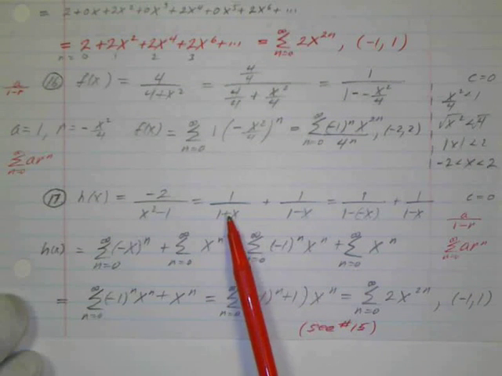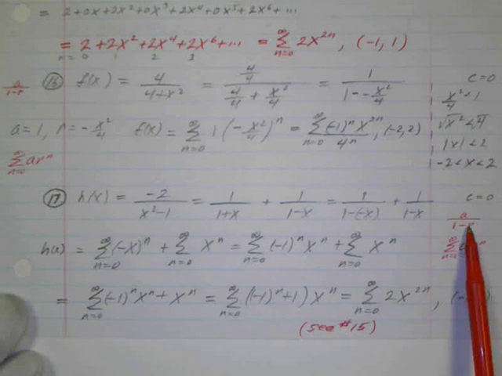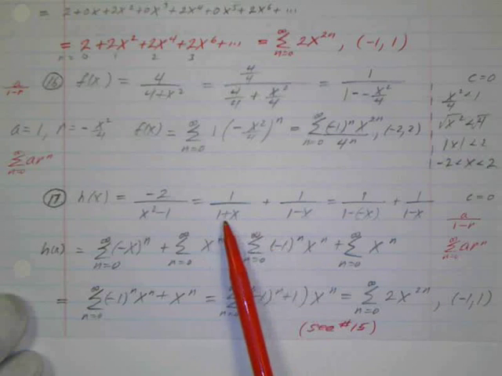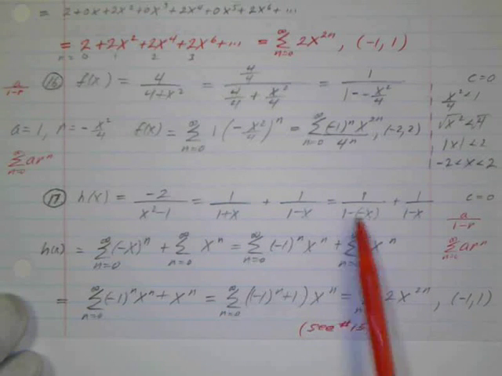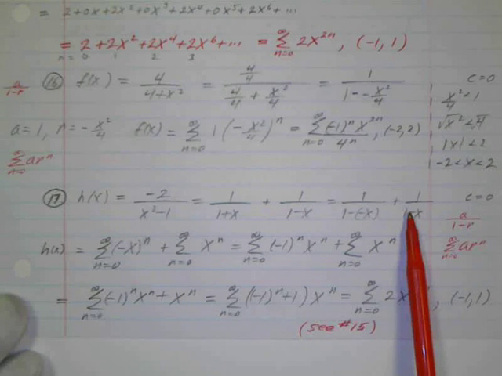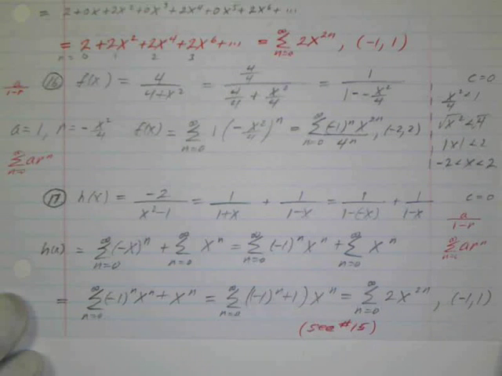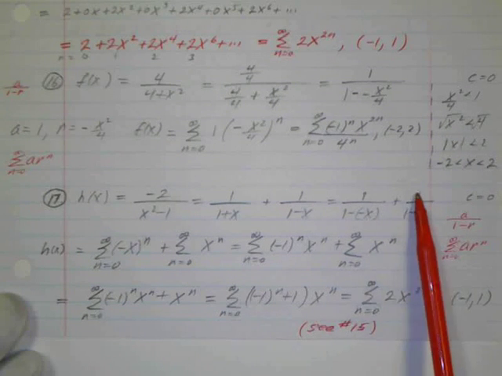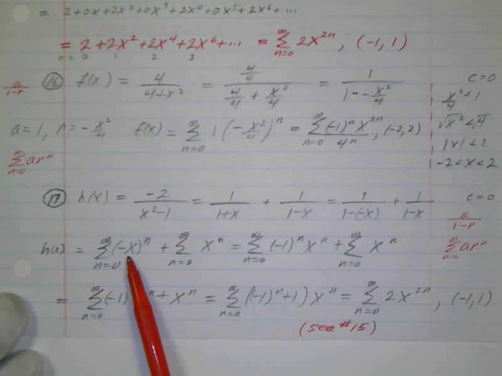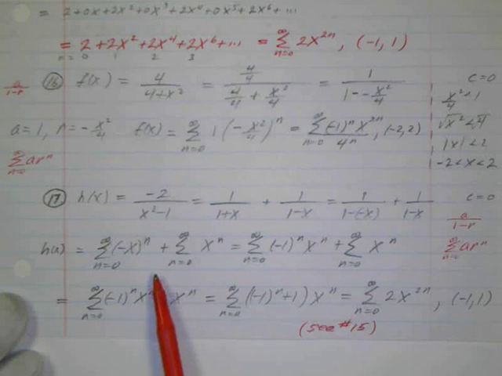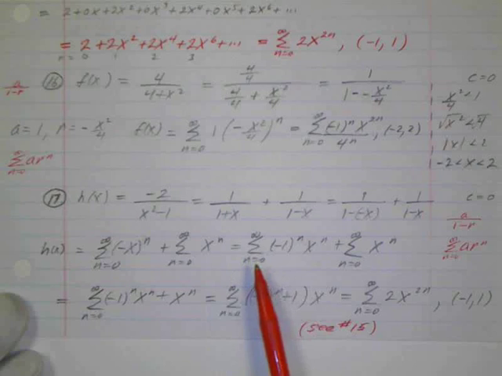And then again, you could write this. This is already set up into our a over 1 minus r form, pretty much. This is just going to be 1 minus negative x. And this is going to be 1 minus x. So it's a real straightforward geometric series. A is 1 in both cases, and r is negative x, or r is x. So this is my r, this is my r, so that we have the two series. And again, we can add these up.